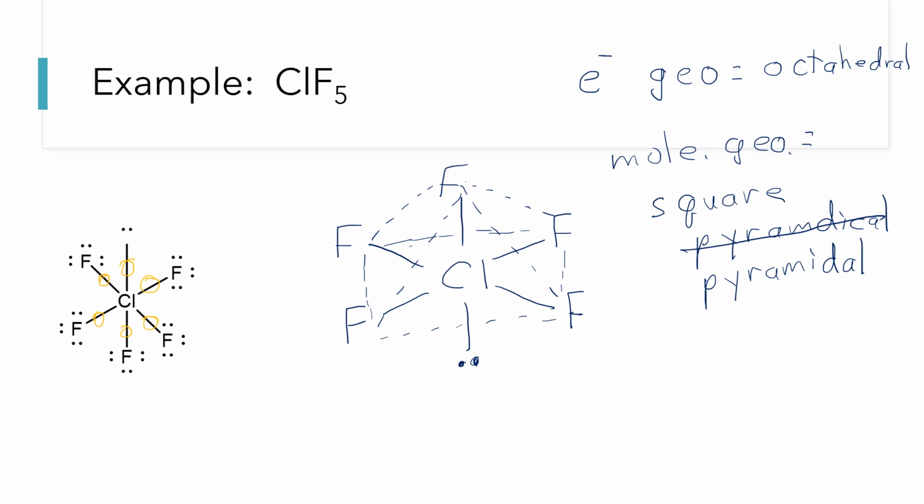The bond angles are all 90 degrees. If you go from fluorine to chlorine to the top fluorine, or fluorine to the central chlorine to an adjacent fluorine, it's 90 degrees. If you go directly across the pyramid, you could say that the bond angle was 180 degrees as well. That would be going, say, from this bottom left fluorine all the way across to the top right fluorine. That would be a line going across the bottom.